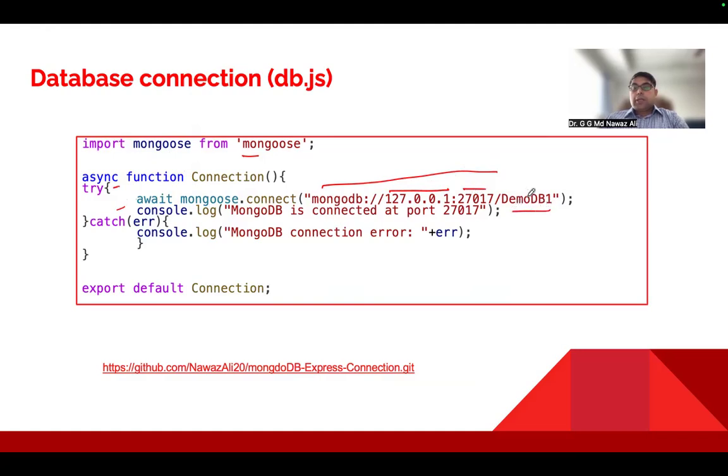Same as the collections, if you already have a database with this name, it will connect with this database. If you don't have a database with this name in MongoDB, it will create a new database. And then we put this inside a try and catch block, so that if there is any connection error, we can catch and handle the error. And then we'll export the connection.